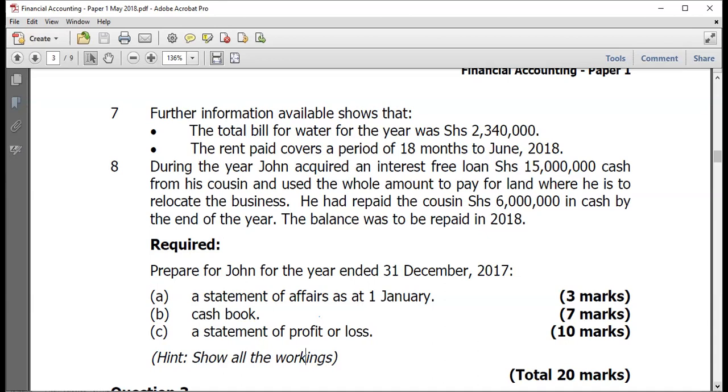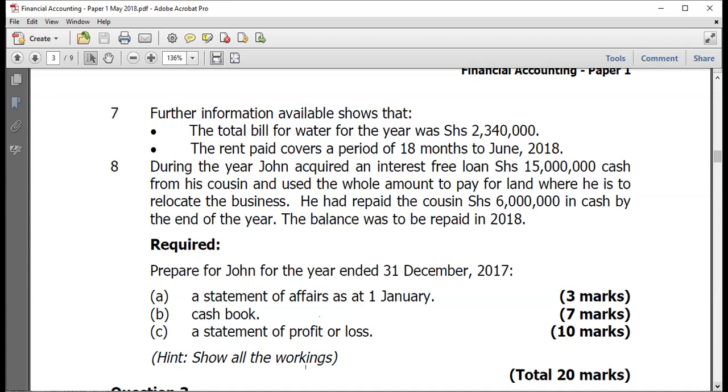So the first part of the question is asking us to prepare a statement of affairs as at 1st January, okay? And they're giving this 3 marks. Now, statement of affairs should be something that is familiar to all of you, or most of you. I think those that have been part of the classes before. A statement of affairs is basically like a balance sheet, but it's a balance sheet at the start of the financial period, okay?